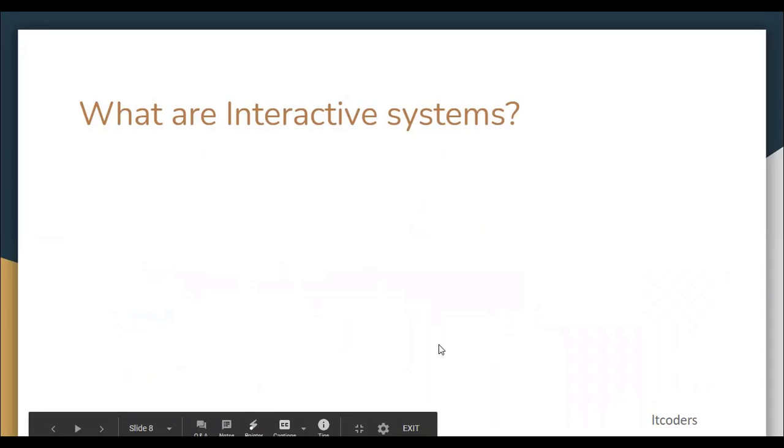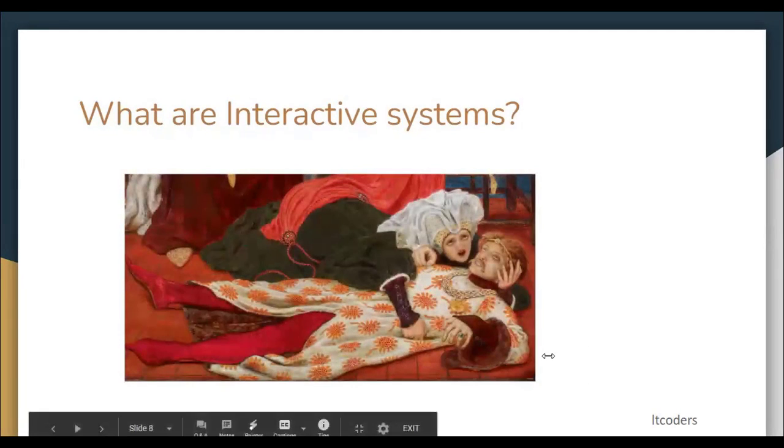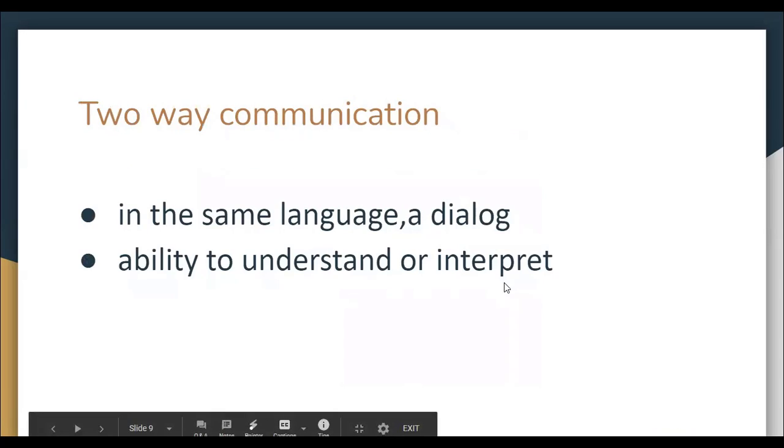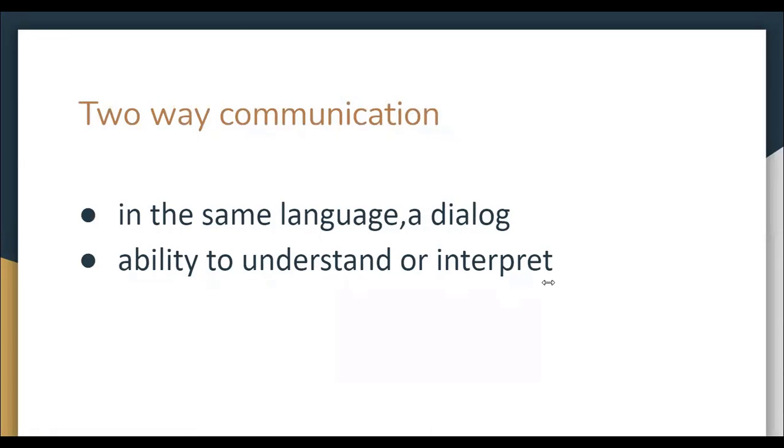What are interactive systems? In this case, let's consider crying at a dead person. What will happen? Will he ask, why are you crying? No, he cannot answer your question. He doesn't respond to anything. So this is not a good interactive system. Yeah, there is two-way communication in the same language, a dialogue, able to understand or interact. Facebook, YouTube are very big, very popular interactive systems.